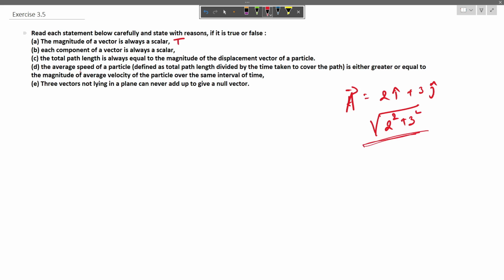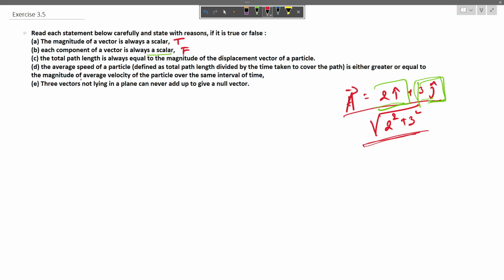Now: each component of a vector is always a scalar. When we see this vector, we see that it comprises two components, the x component and the y component. Each component is an independent vector, which is 2 i cap and 3 j cap. So this statement is false because it is never a scalar. The magnitude of each component of a vector may be scalar, but the component of a vector is not a scalar. So this statement is false.